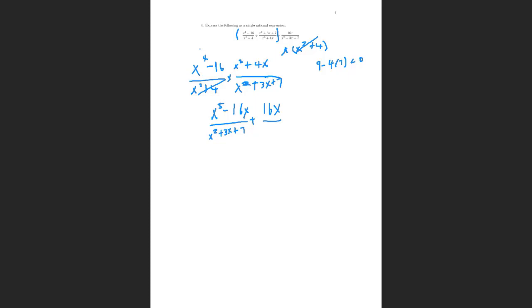And then it's going to be plus 16x over x squared plus 3x plus 7. So now we're adding the second part that we said we'll deal with later. And since we already have a common denominator, we can just directly add. So it's just going to be x squared plus 3x plus 7 over, and minus 16x plus 16x is just 0. So all we have on the top is x to the fifth. And this is a simplified expression. Came out nice and pretty neat, I would say.